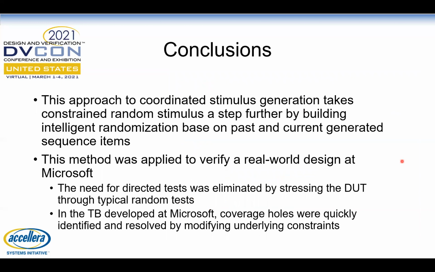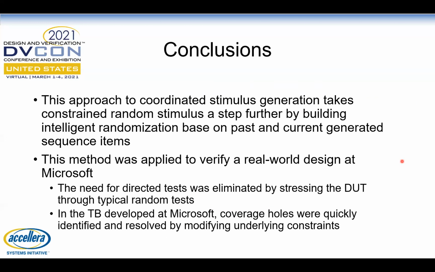I want to end by summing up that using the traffic manager to coordinate stimulus generation builds on constrained random stimulus by adding intelligent randomization into the sequence. In cases where directed testing would be the only way to test the DUT, the traffic manager unlocks the benefits of constrained random testing. The concept of a traffic manager was successfully used at Microsoft for a real-world design, and it allowed us to stress the DUT through typical random tests so that directed tests were only used for the very basic test bench bring-up.